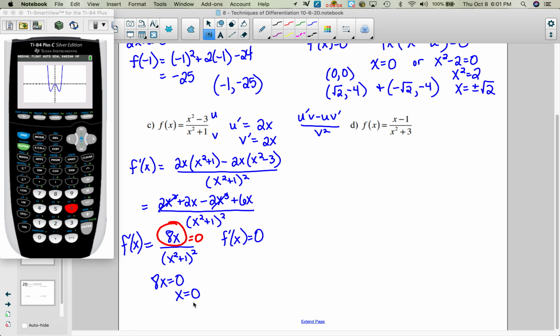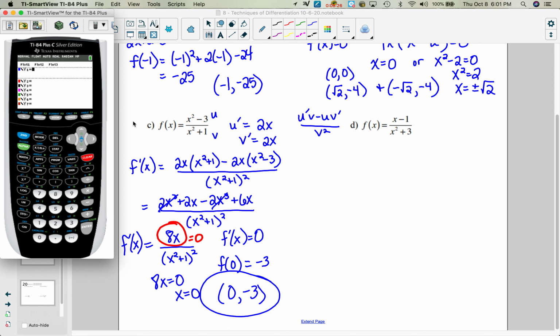So that's my x coordinate. And I need to plug it in, find out what f of 0 is. So when I do that, I get -3 over 1. So I get -3. So that is the point 0, -3. We would have a horizontal tangent. And you could graph that and check that. Okay, I'm going to do it. Okay, there's my graph. And sure enough, 0, -3, we can see that we have a horizontal tangent.